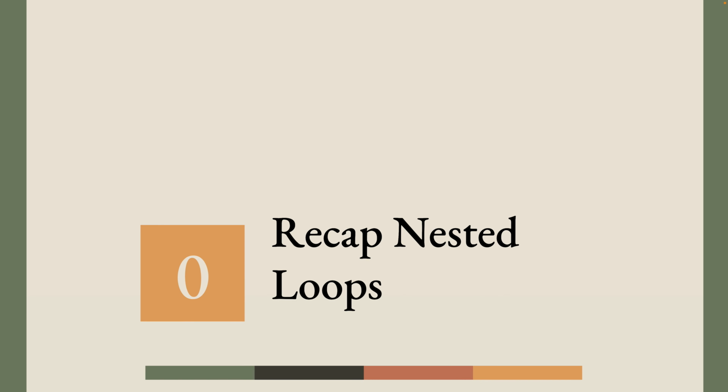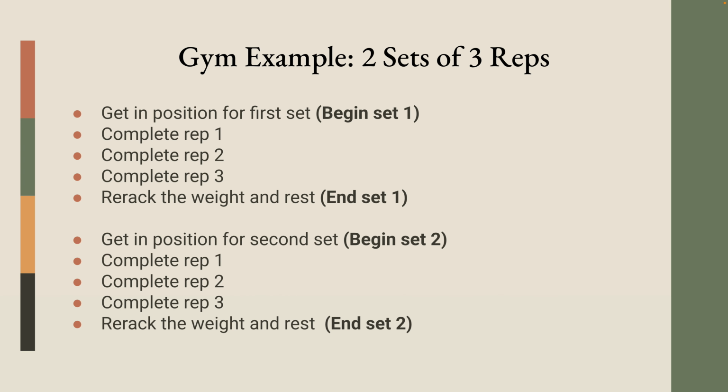Okay. So recap nested loops. The motivating example we had used when we talked about this a few weeks ago was the example of you go to the gym, you're doing, for example, the bench press exercise, and we typically talk about it in terms of sets and reps. So you would begin set 1. When you begin set 1, you complete rep 1, rep 2, rep 3, and then you re-rack the weights and you rest before you do the next set. But notice that when we start counting the next set, we're not saying complete rep 4, rep 5, rep 6. We kind of reset the reps every time we do a new set. Right?